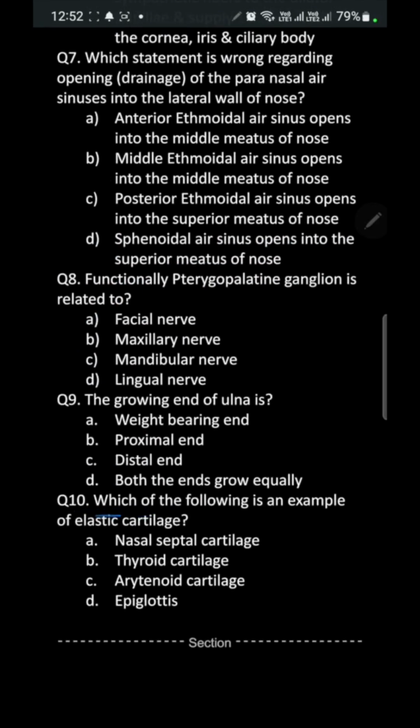Question number 10. Which of the following is an example of an elastic cartilage? Nasal septal cartilage is actually a hyaline cartilage. Thyroid cartilage is also a hyaline cartilage. Arytenoid cartilage again is a hyaline cartilage. Epiglottis, remember, is an example of elastic cartilage. So that's all in this question paper.